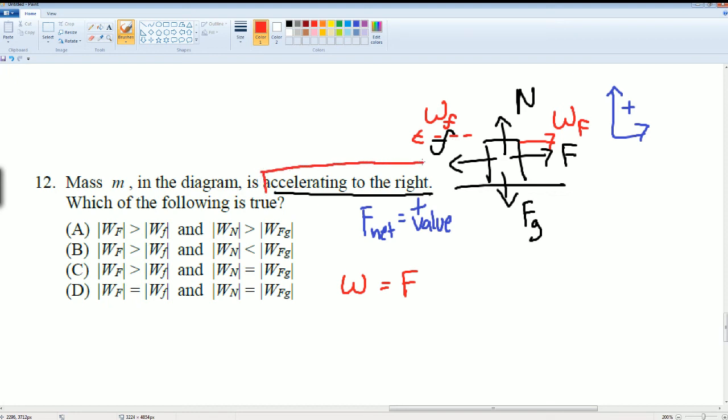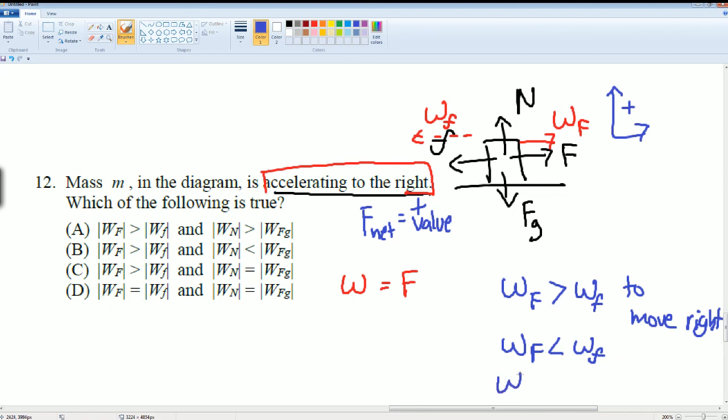Because it's accelerating to the right, we know that for it to go to the right, work of force has to be greater than work of friction. But for it to move left, it's the opposite, because friction would be greater. If the work of the force is equal to the work of the friction, this is at equilibrium. So if it's accelerating to the right, it would be something like this, or something like this. It wouldn't be this one.